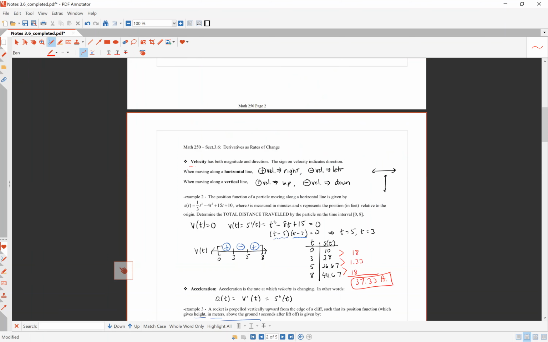If you've had physics, you learned something about this. Velocity has magnitude and direction. Typically you're moving along a horizontal line. A positive velocity means we're moving to the right, and a negative velocity means we're moving to the left. The same thing if we're moving up or down: positive means we're going up, and a negative velocity means we're going down. And speed is the absolute value of the velocity.